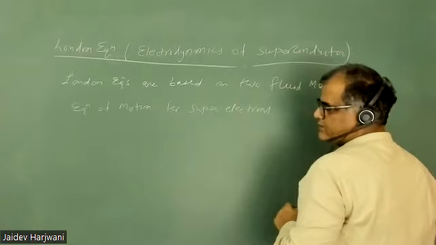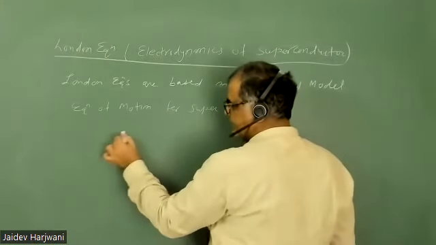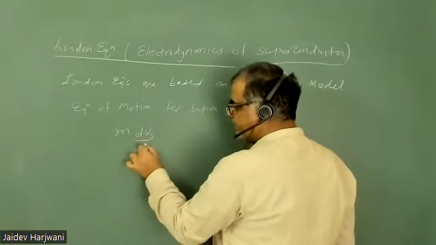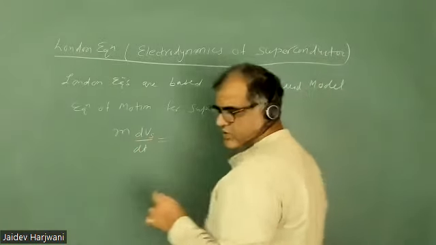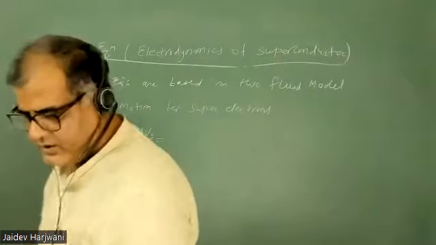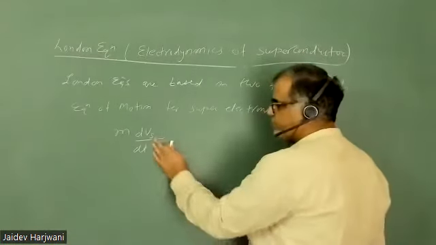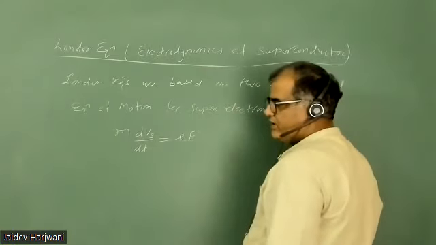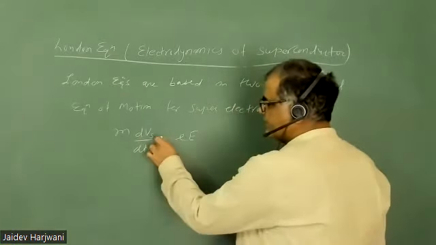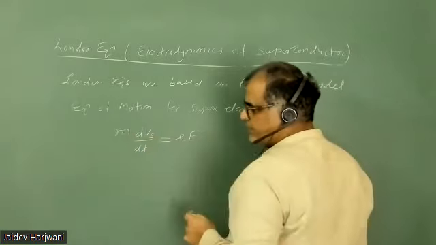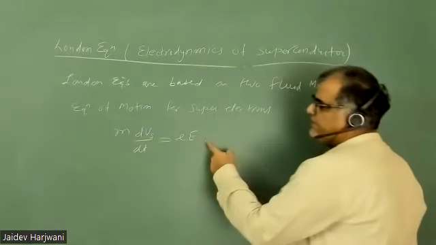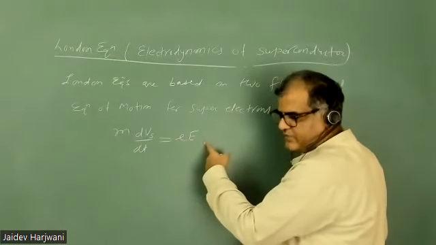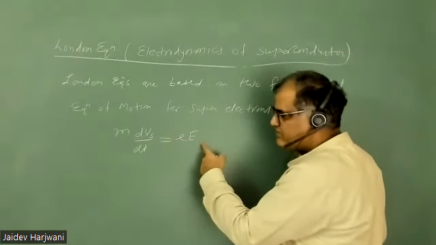Okay, so how can I write? I can write m times acceleration, dv upon dt, is equal to what? What is the force? The force will be eE, the magnitude only, giving acceleration. And when we wrote it for the normal electron, at that time I had written an opposing force which is proportional to velocity, minus gamma v.